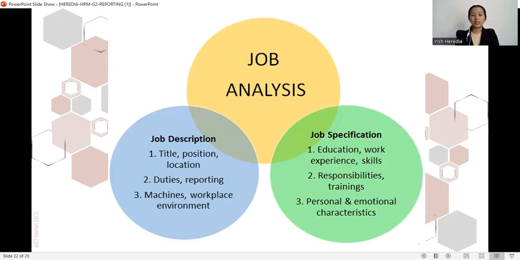Now let's differentiate the two. Job description includes the title, the position, the location, while job specification requires the education, work experience, skills, so more on backgrounds. Job description also entails duties and reporting, while job specification covers the responsibilities or trainings. For job description, we have the machines and workplace environment, and in job specification, we have the personal and emotional characteristics. I hope that I made it clear to you.